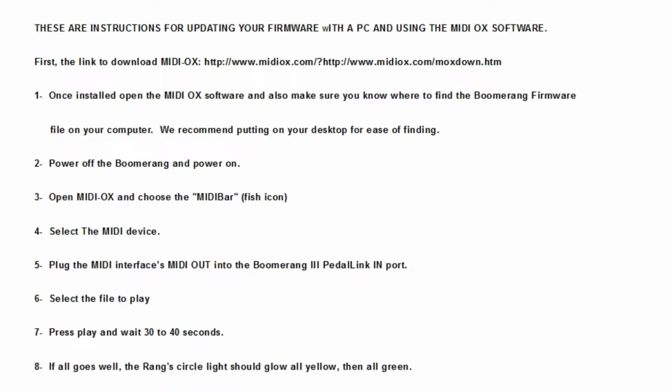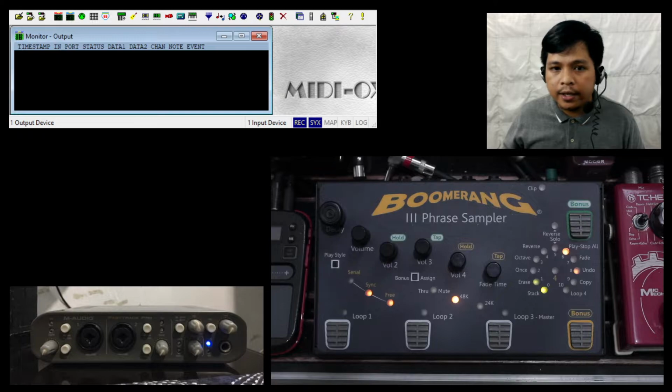Now let's go to the first step. First step is to open up the MIDI aux and download the Boomerang firmware file from their website. Then they recommend to put it on your desktop, which I already did. So here is the MIDI aux. It's this software here, and the file is already on my desktop.